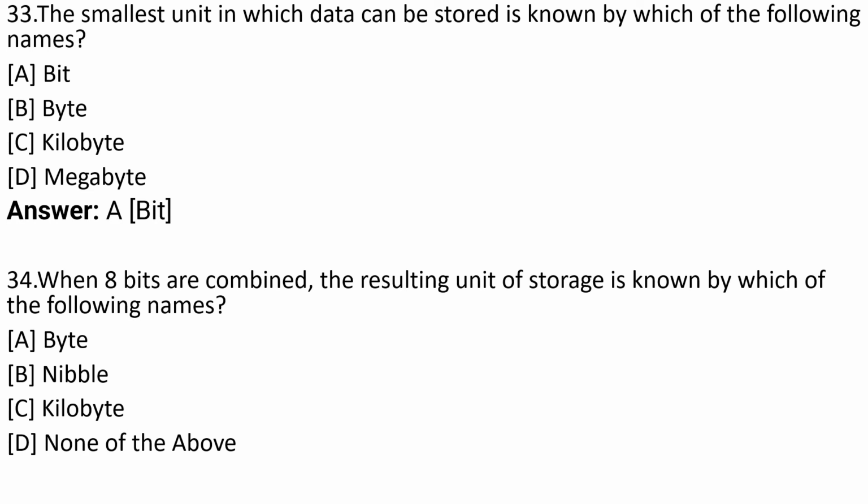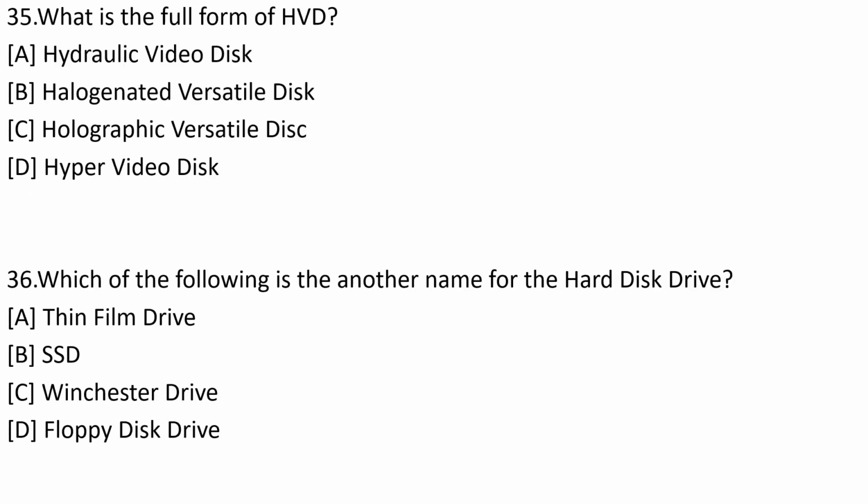Question number 34. When 8 bits are combined, the resulting unit of storage is known by which of the following names? Option A byte, option B nibble, option C kilobyte, option D none of the above. And the answer is option A byte.